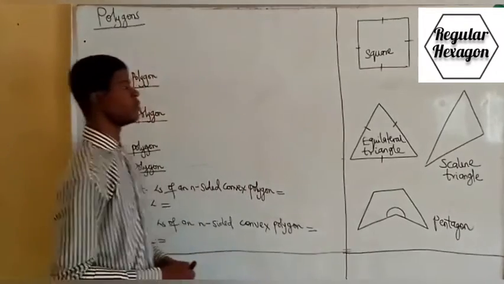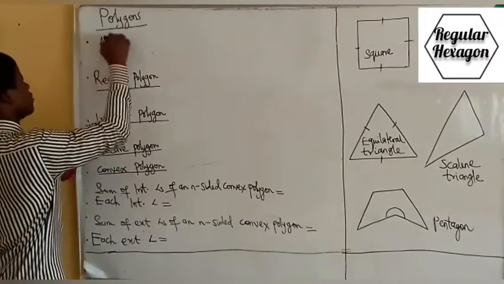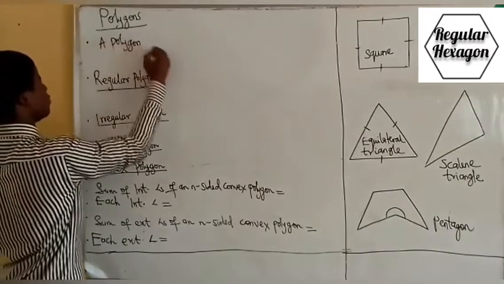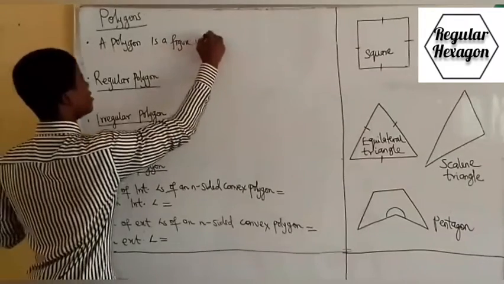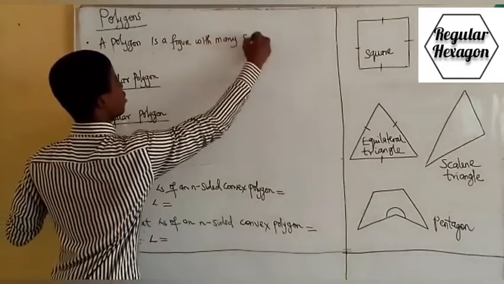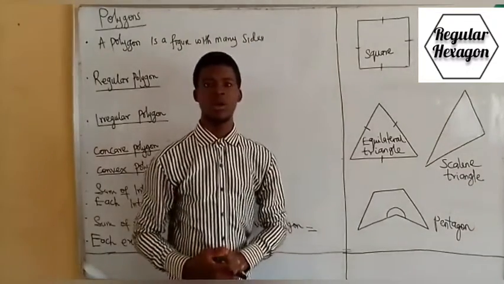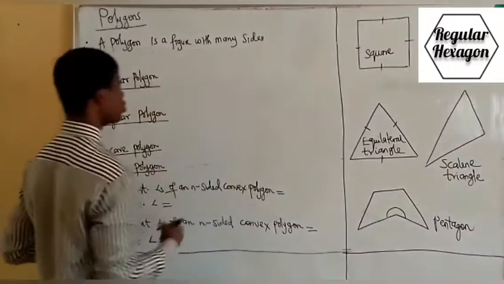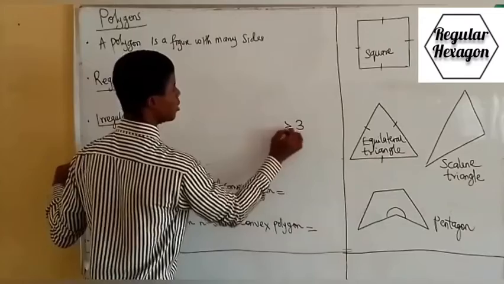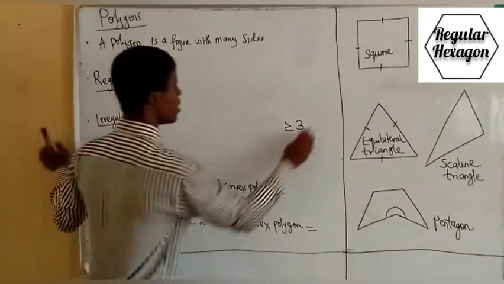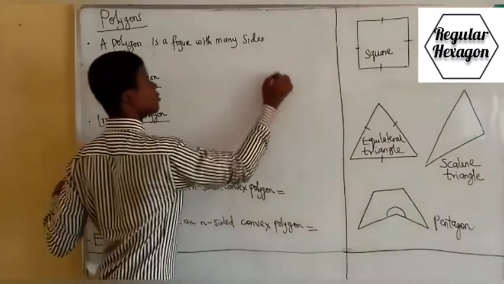First of all, what is a polygon? A polygon is a figure, a plane geometric figure with many sides. Now, if a polygon is a figure with many sides, what number does the side start from? For you to detect a polygon, the number of sides must be greater than or equal to 3. So a shape with 3 sides is a polygon. That is, a triangle is a polygon.